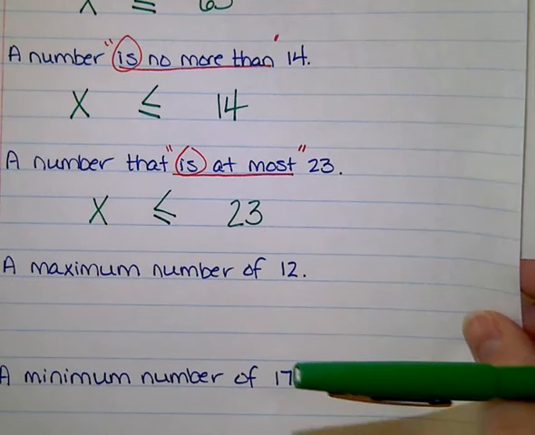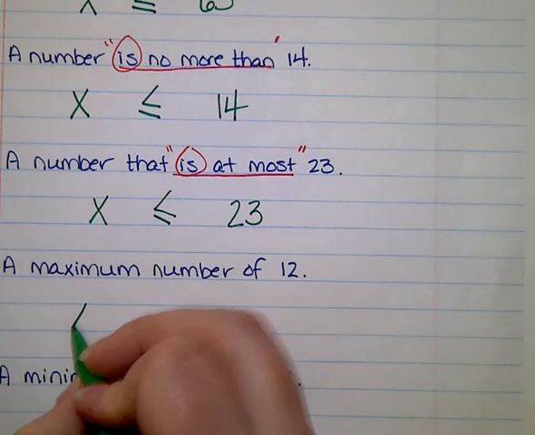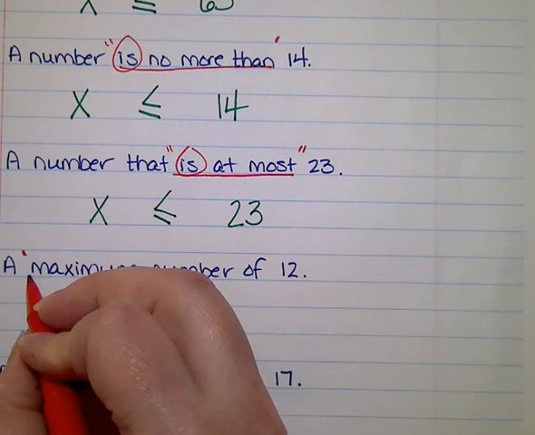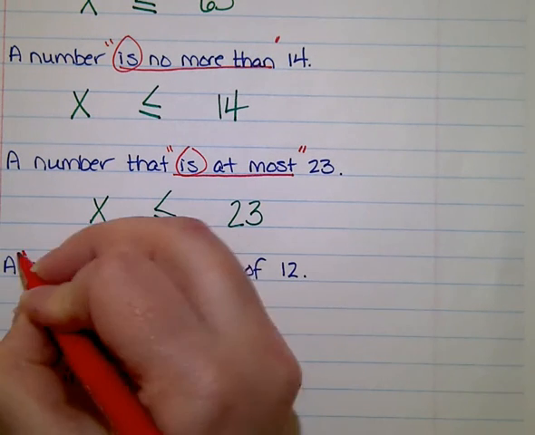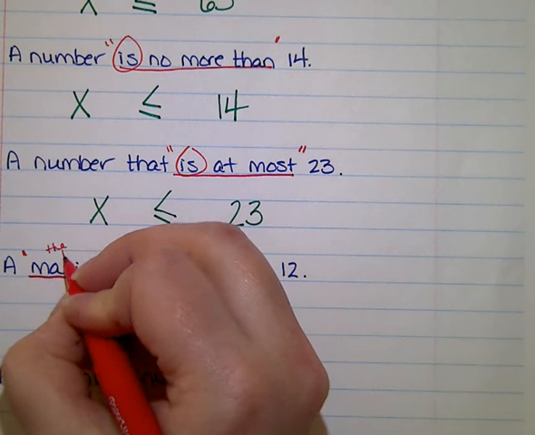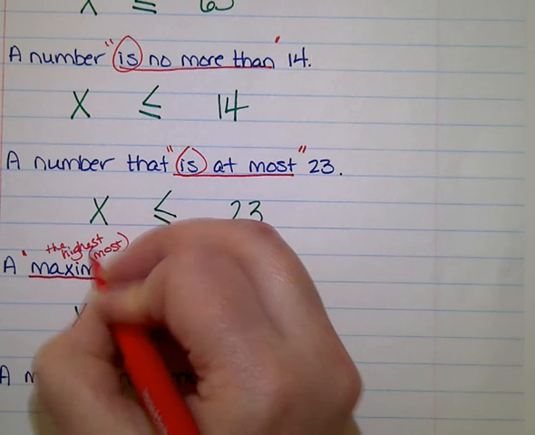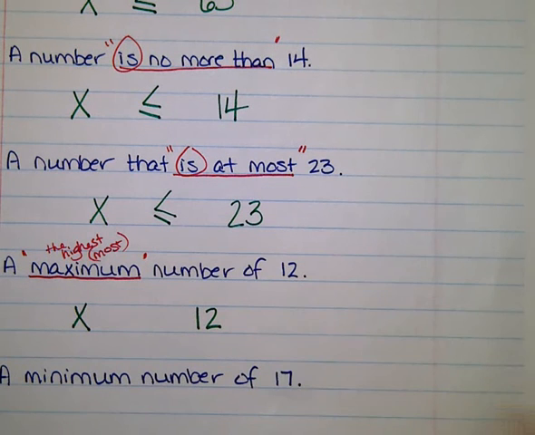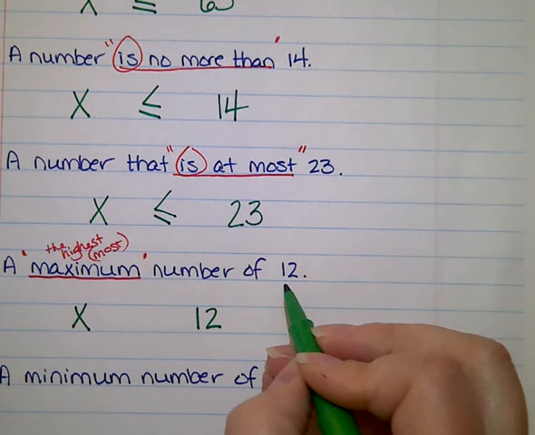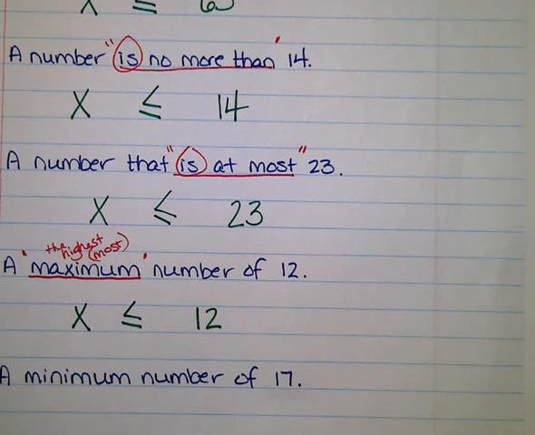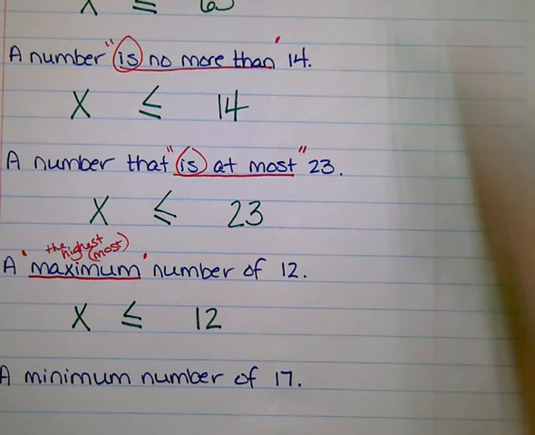A maximum number of 12. Maximum means the highest or the most. So the most it can be is 12. So we know it's an equal to. X is less than or equal to 12. Can't go any higher than 12.